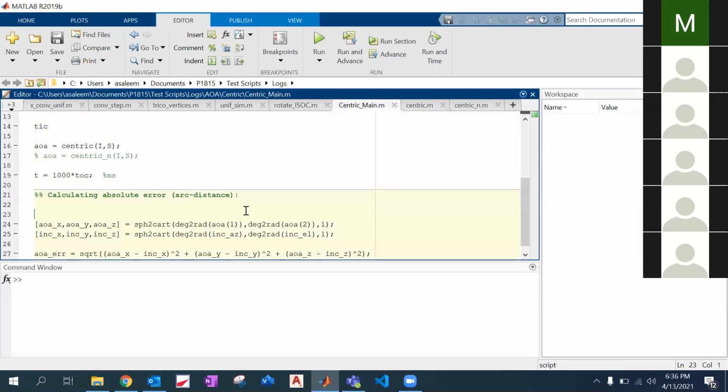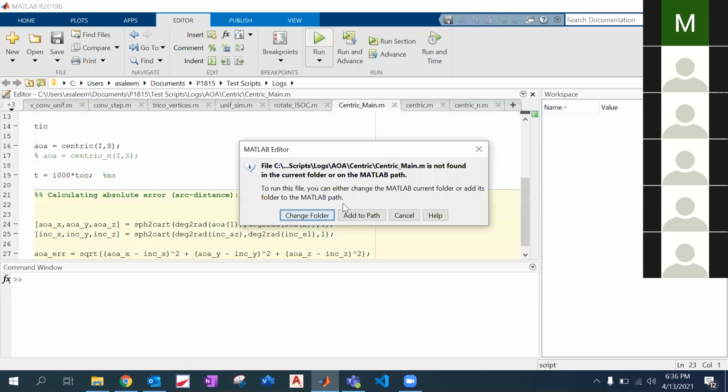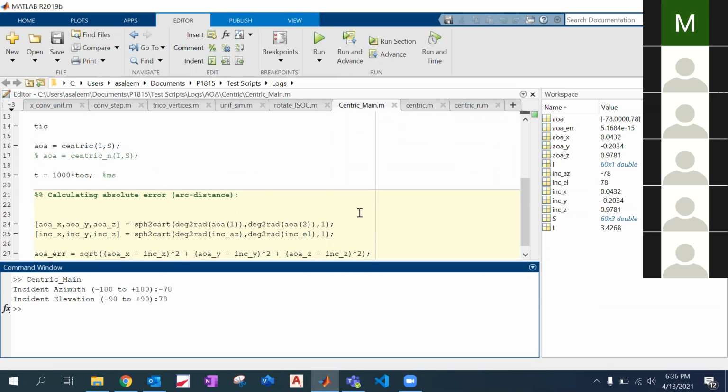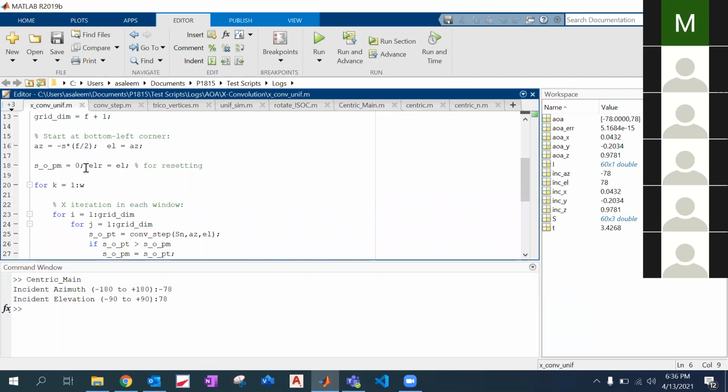So if I run this, of course, we're going to have to deal with this again. So negative 78, 78, and then look at the error. Notice how it's much smaller than the other one, because the other one was like 10 to the -7. But the only reason it's much smaller is not because the algorithm is doing better. It's because in the convolution algorithm, we didn't specify the optimal depth and resolution. So once you do specify that, you should be able to get something close to this.